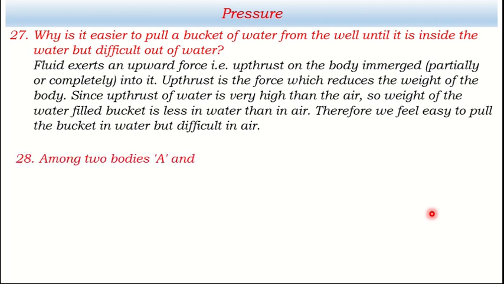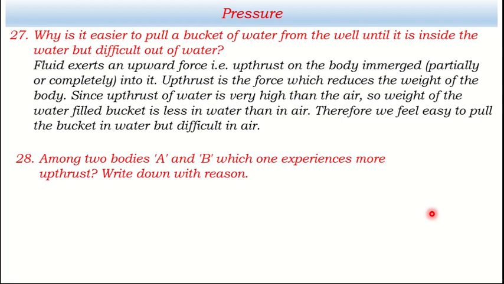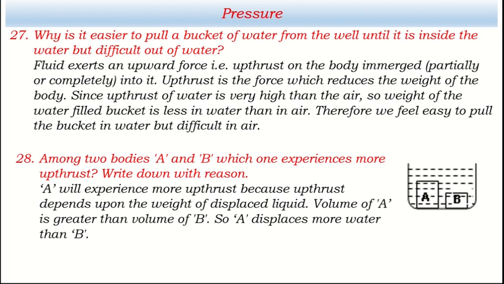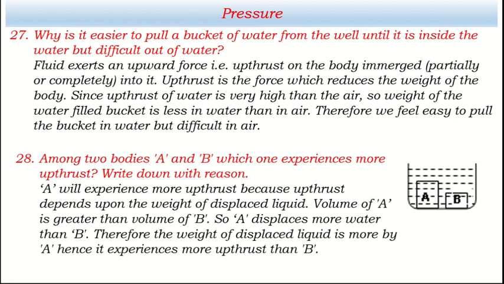Okay, let's have another question. Among two bodies A and B, which one experiences more upthrust? This is the diagram. Looking at the diagram, it is very clear that A experiences more upthrust, but how to write it? This way. A will experience more upthrust because upthrust depends upon the weight of the displaced liquid. The volume of A is greater than the volume of B. So A displaces more water than B. Therefore, the weight of displaced liquid is more for A. Hence, it experiences more upthrust than B.